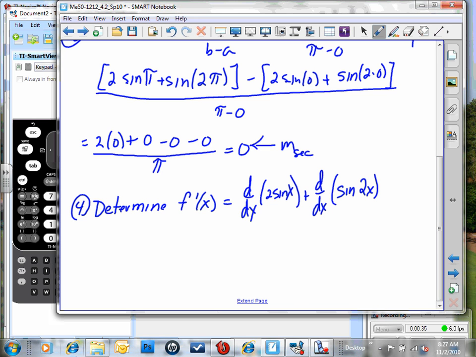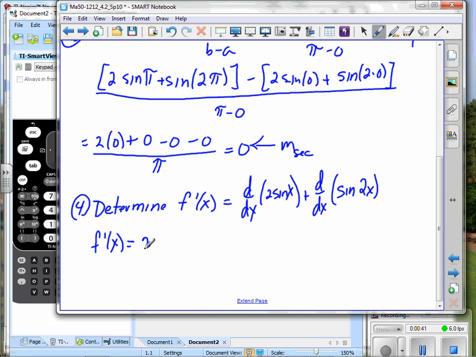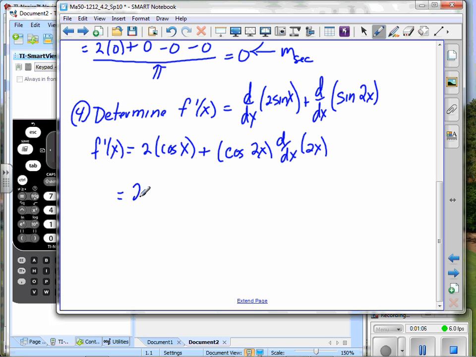Do you see any composite functions in that? I'll do the first one. Derivative of 2 sine x is 2 cosine x. You said yes? Yeah, the sine 2x. So help me out, Lindsay. Cosine 2x. Okay. So I've got 2 cosine x plus the derivative of 2x is 2, so that's 2 cosine 2x.